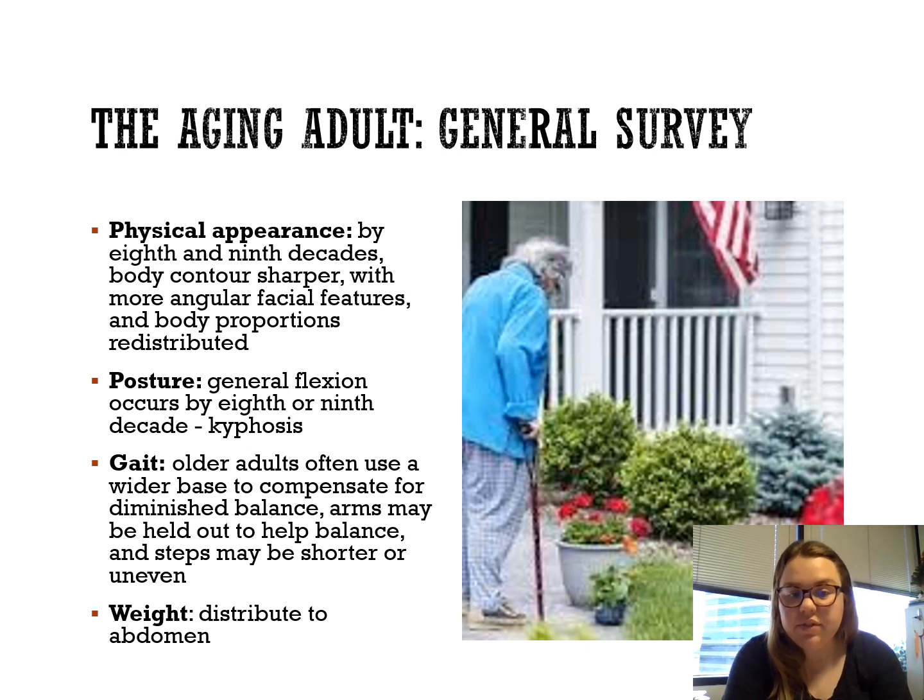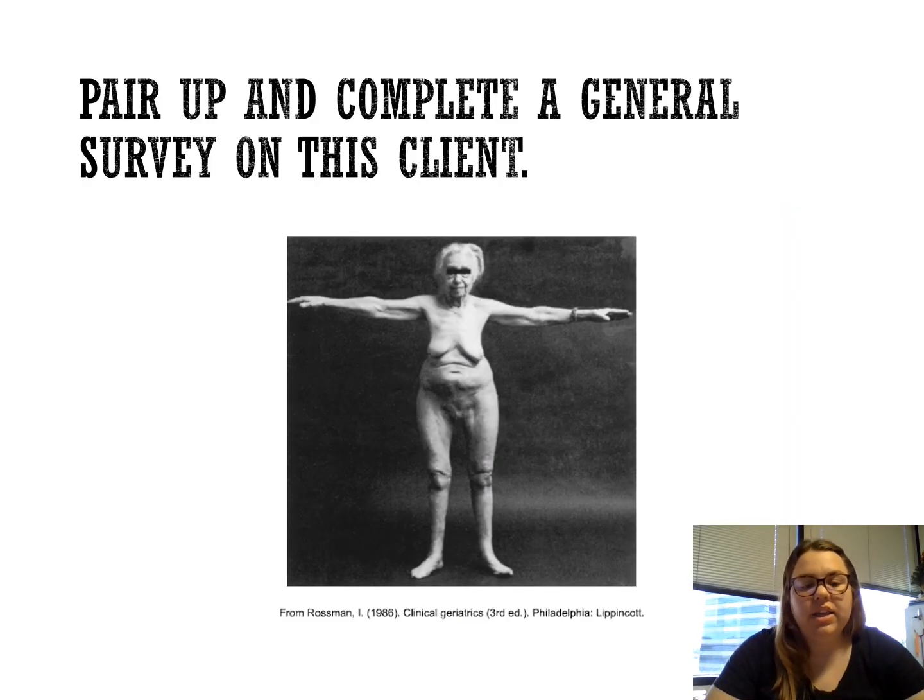Not every adult will get kyphosis, but it's a possibility. Their gait is going to be a little bit wider, so their balance can be a little off. Their steps are going to be shorter and even. And again, their weight, the adipose tissue, is going to get more distributed to the abdomen. You can look at these, but we're going to do these in class.